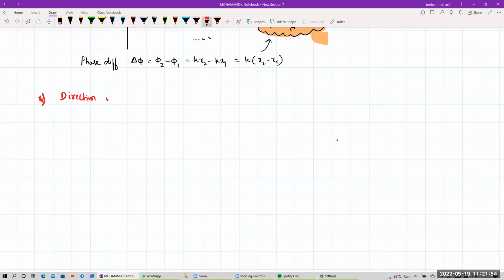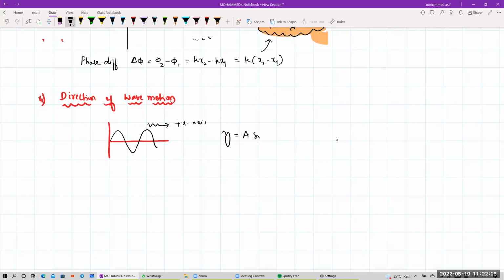Next heading, direction of wave motion. How do you write the direction of wave motion? If the wave goes in the positive x-axis, we write it like this; if it goes in the negative x-axis, we write it like this. If the wave is going in this direction, which direction is this, beta? Positive x-axis. When going in the positive x-axis, the equation will be y is equal to a into sine omega t minus k into x. No doubt?